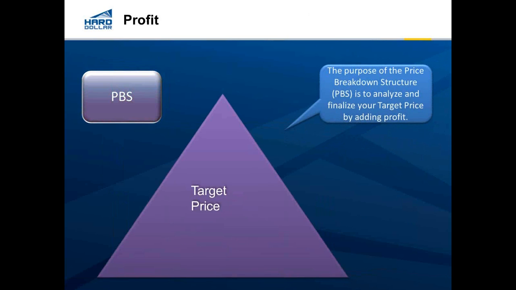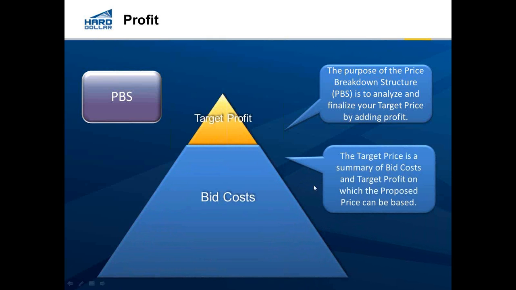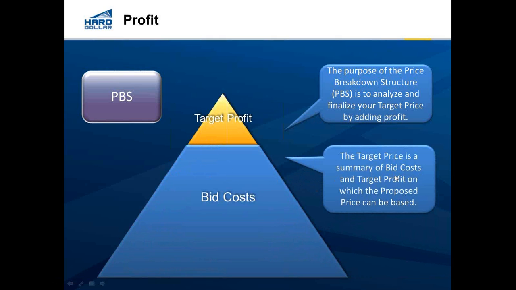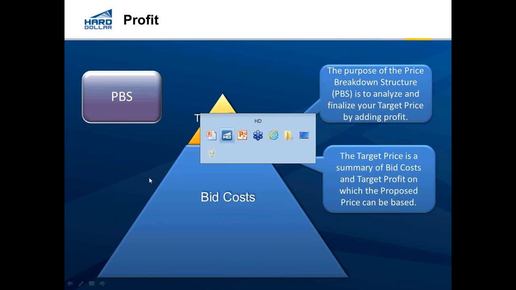Jumping right along here, the next step, if I'm the contractor, would be to define profit. And again, you can see on the screen it says PBS. That's a hard dollar term standing for price breakdown structure. That happens to be the place where profit can be entered in. But the key is, on top of your cost, you're going to be coming up with a profit amount. And the target price is a summary of your costs and your profit added together. So let's just take a look at where we do that in hard dollar.